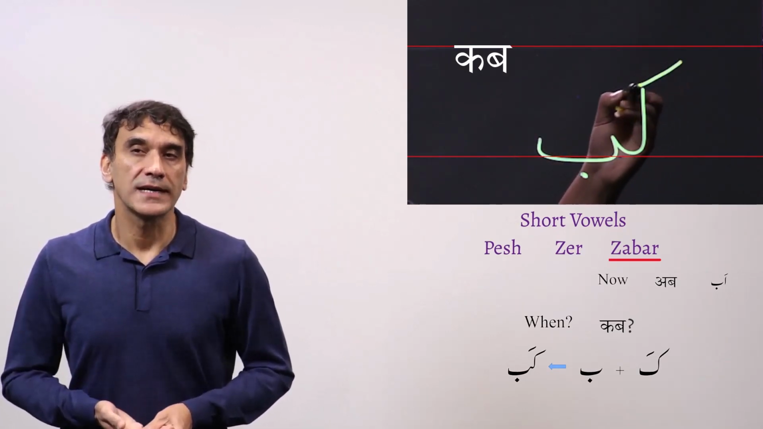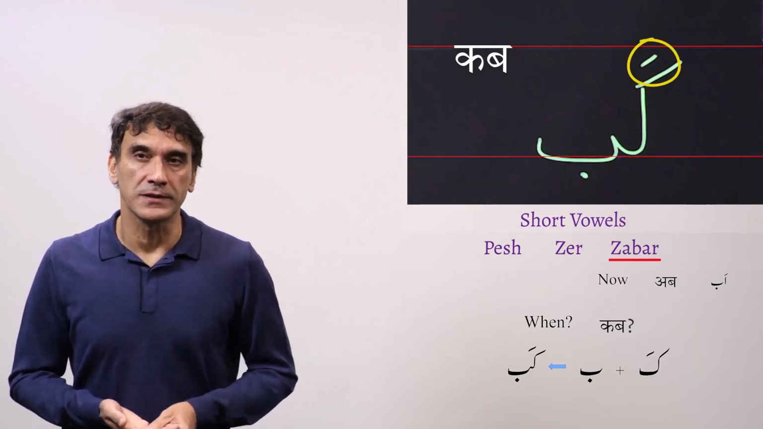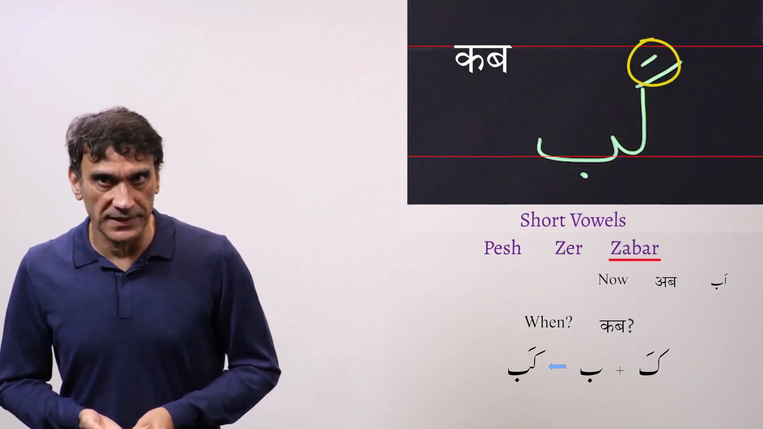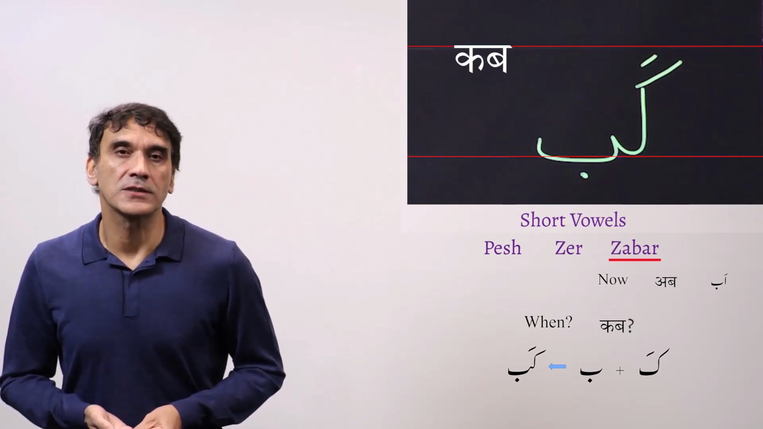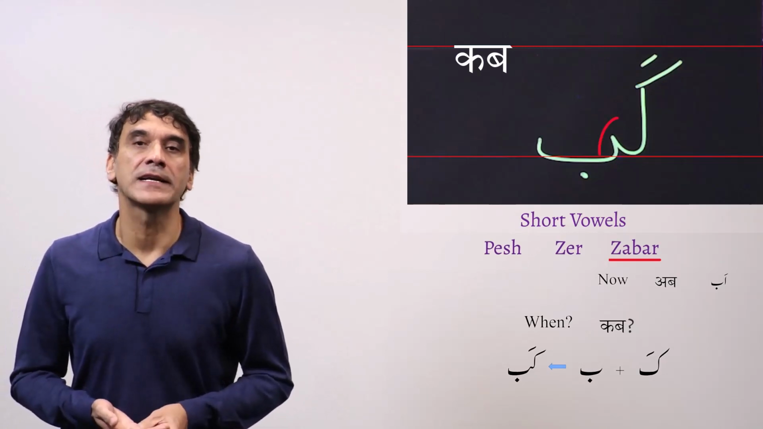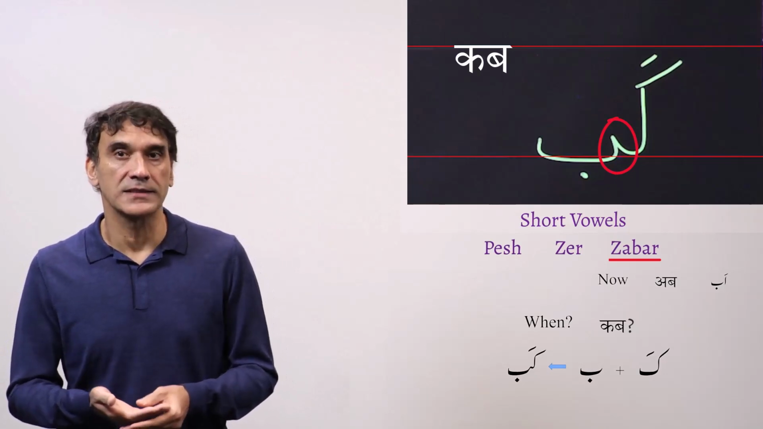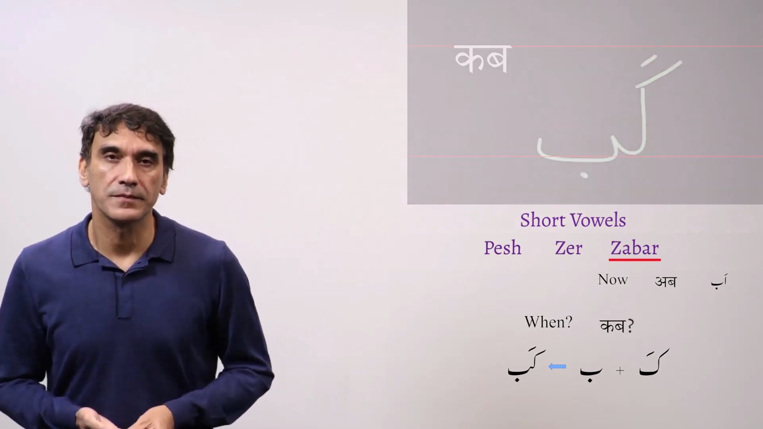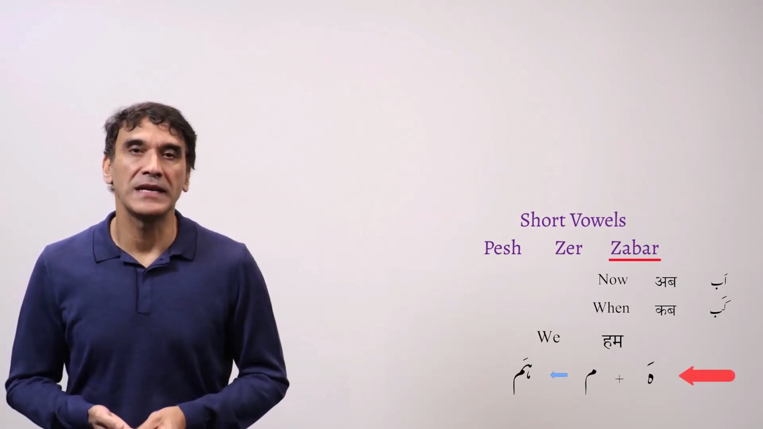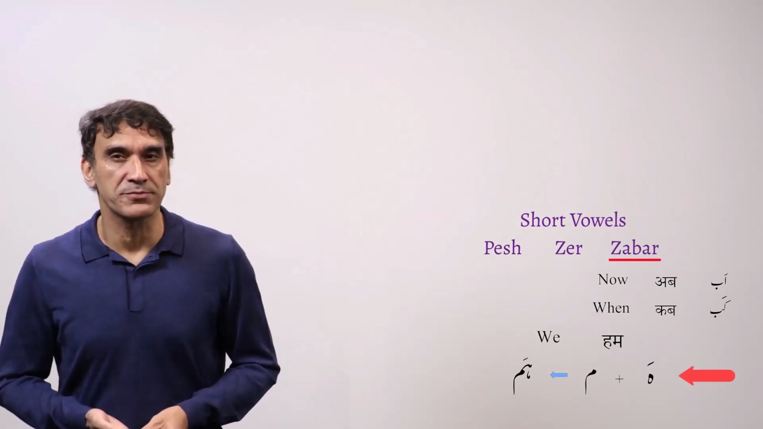The consonant K has inherent a, so it will have Zabar. So Kaf Zabar K plus Be, Kab, Kab. Kaf is the first letter, so it will take the initial form and it will connect with Be, which is the last letter. So Be will take the final form. Kab, Kab.